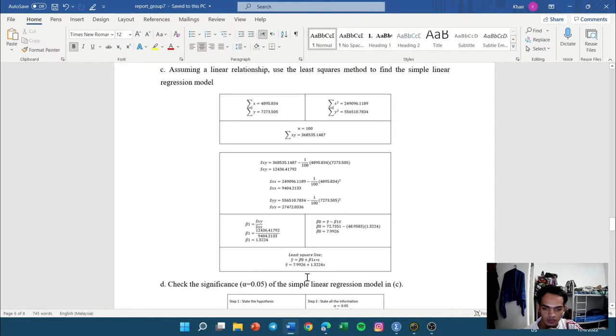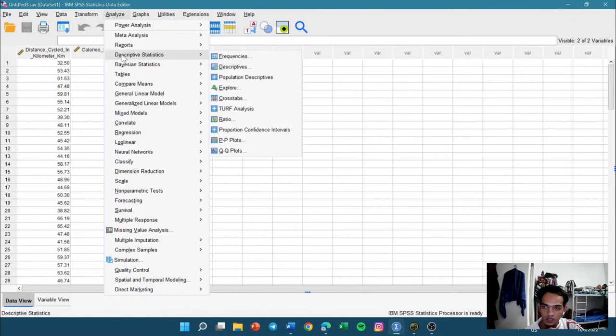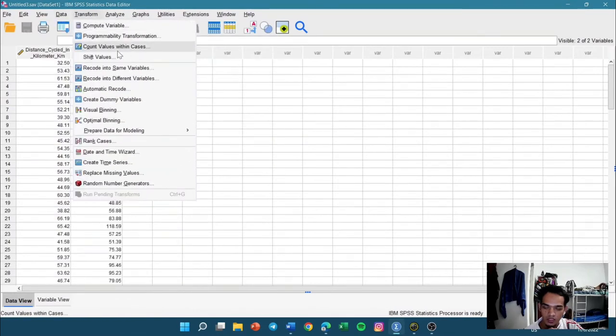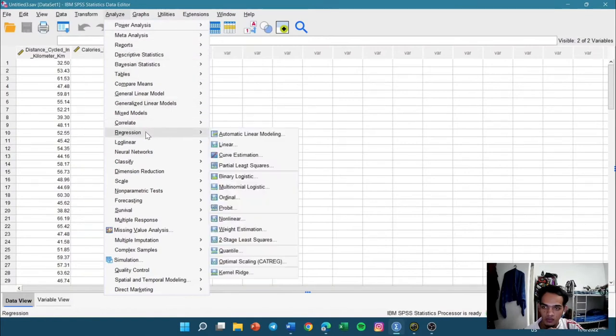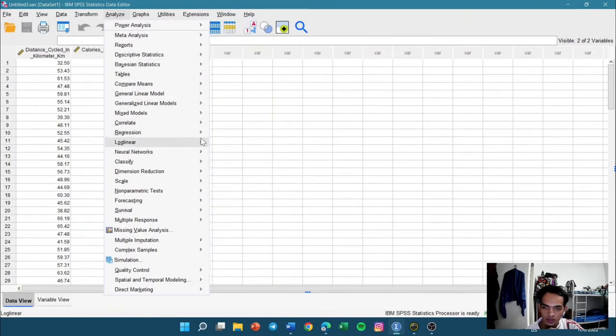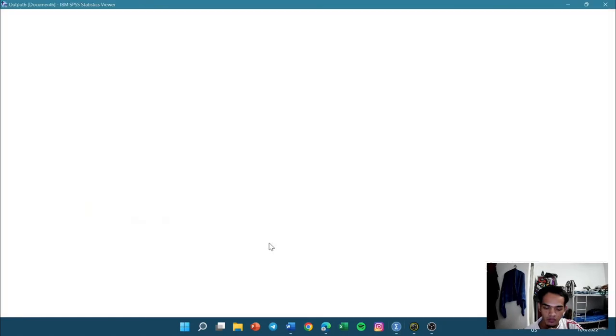We get 7.9926 plus 1.3224. This is the manual calculation. Now we can check with the simulation by using the SPSS application. We click Analyze, select Regression and also Linear, and then insert the dependent and independent variable, and then we click OK.